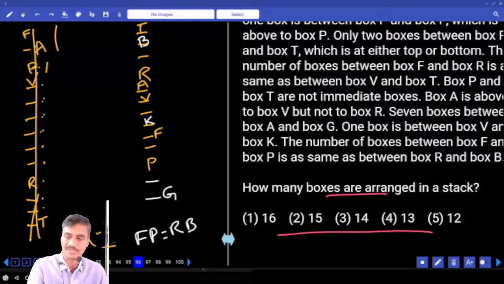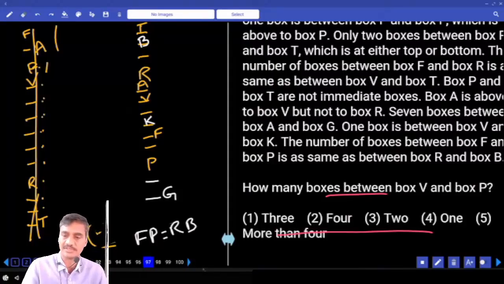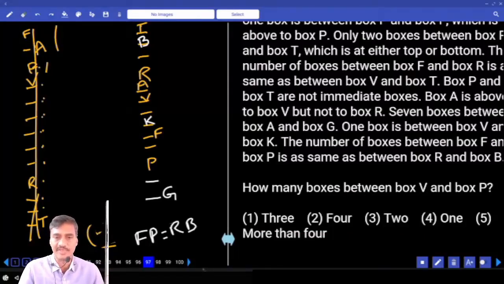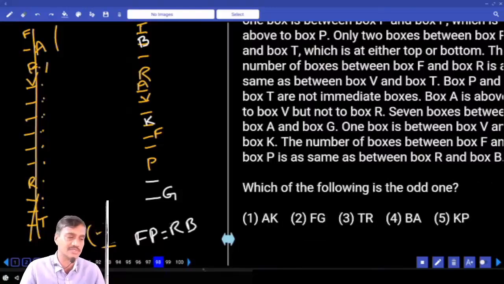Hence in this one only 13 were there. Hence we can take up this. How many boxes are there in between V and P? 1, 2, 3, 4. There are only 4, that is choice 2, 97.